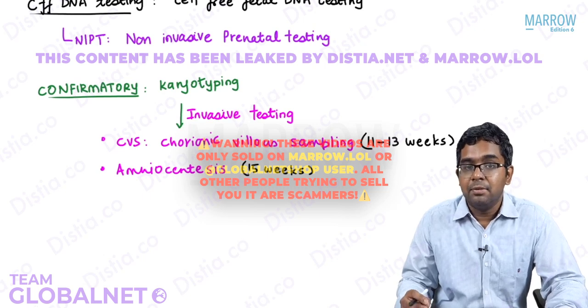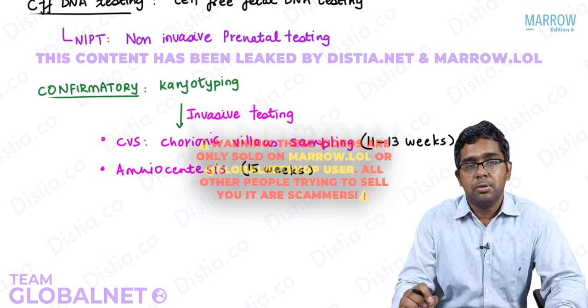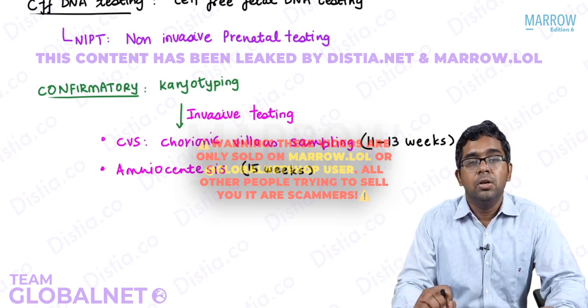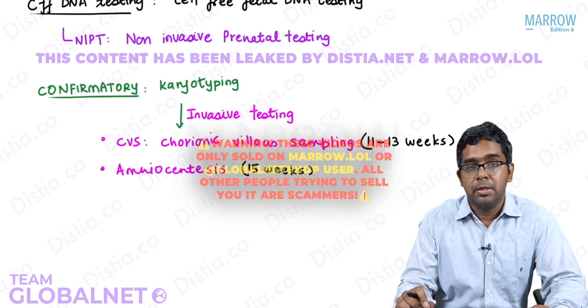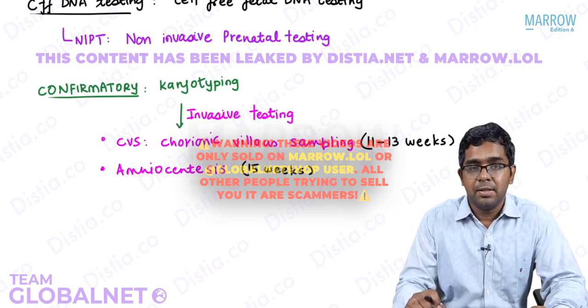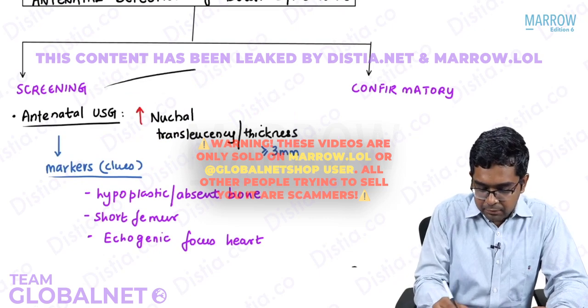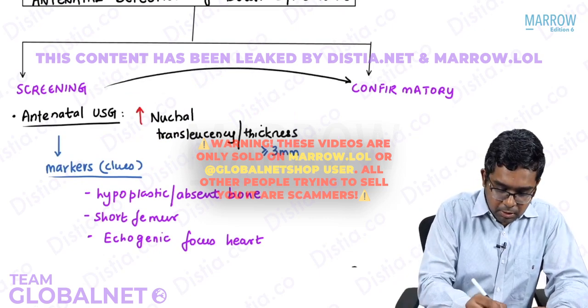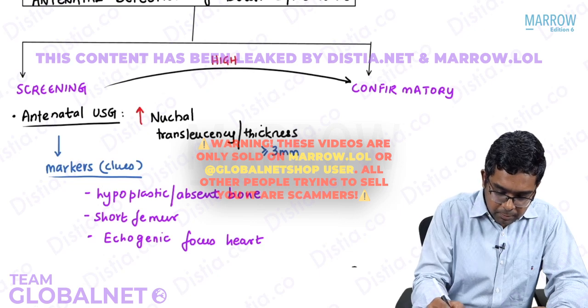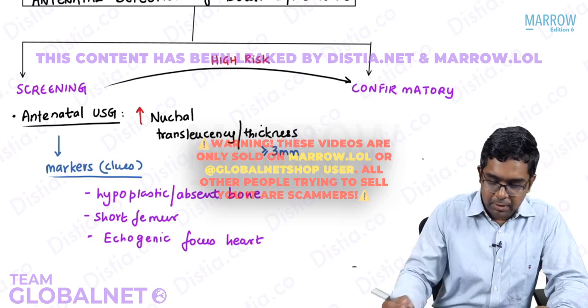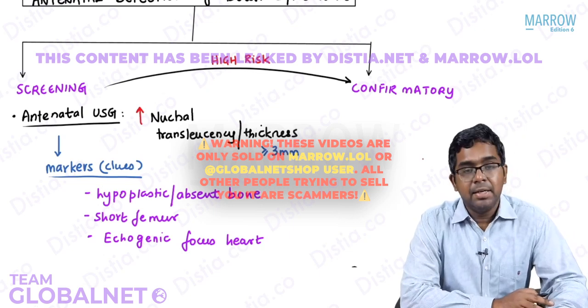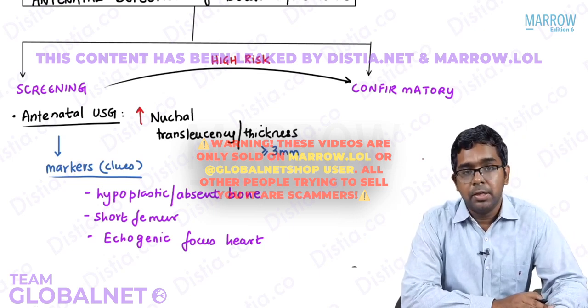But please remember, these are invasive testing and there is a very slight possibility, like 0.5 to 1% possibility of inducing abortion or termination also. So that is why before we go for the confirmatory testing, we always do the screening test, and if the screening test shows high risk for a baby with Down syndrome, then only we go for the confirmatory testing. So this is about the antenatal detection of Down syndrome in pregnancy.